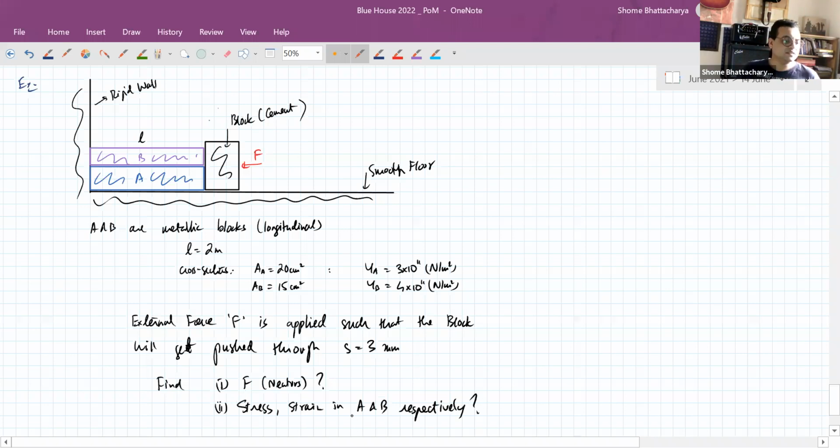the stress and strain in A and B respectively, that's going to be a little bit tricky. So we'll discuss that in detail. But first of all, it's quite easy to calculate this net force. Just try to work this out.